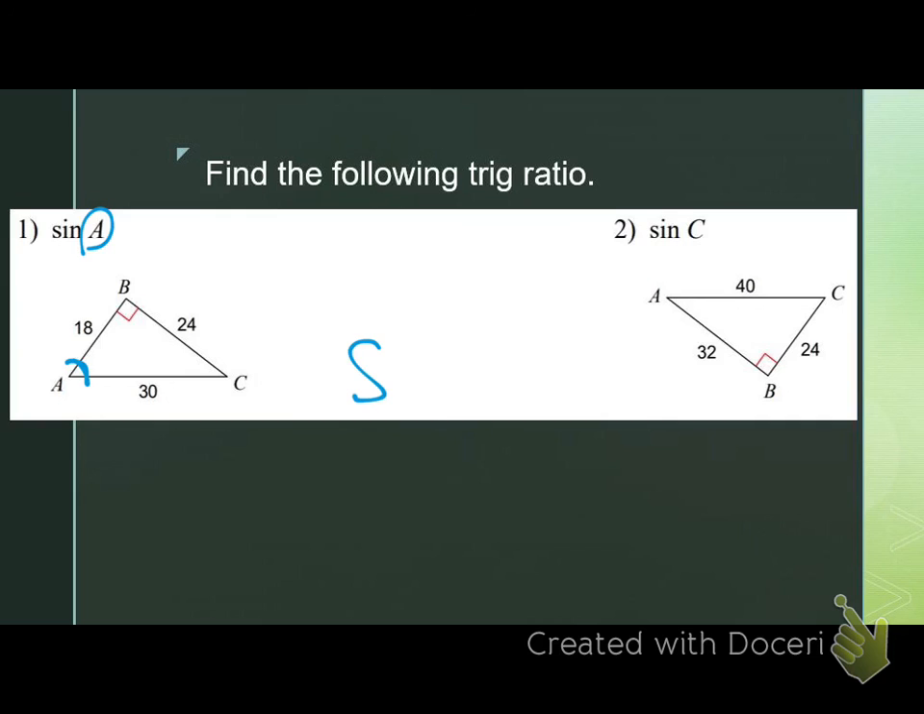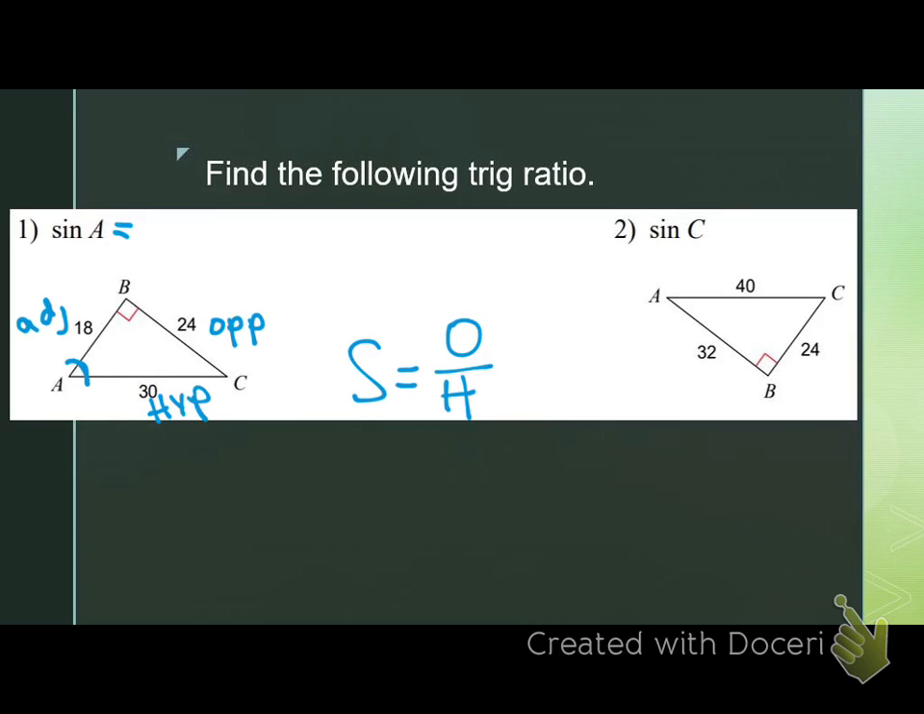Sine is opposite over hypotenuse. So I really only need to label the opposite and the hypotenuse. You can label all the sides if you want to. Which of these is the hypotenuse for sure? 30 is the hypotenuse. It's the biggest side, across from the right angle. Which of these is my opposite? 24. Which does mean this is adjacent, but I don't need the adjacent.